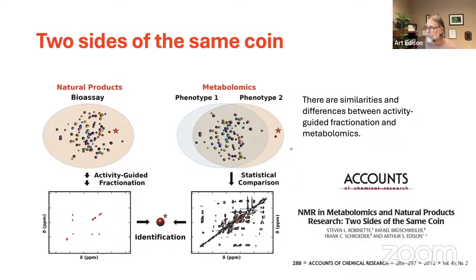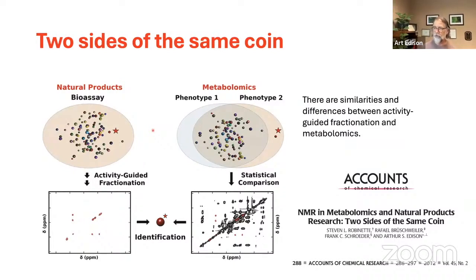And then what we hope in this case, so I'm highlighting there's an activity over here on the natural product side and an activity over here that one of those two groups has as an example, is that we can identify that activity in a statistical sense, and that ends up being the same thing that we're interested in with activity-guided fractionation. So there are differences for sure between metabolomics and natural products analysis, but there are also a lot of similarities.